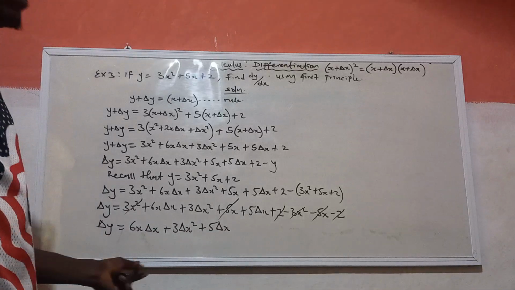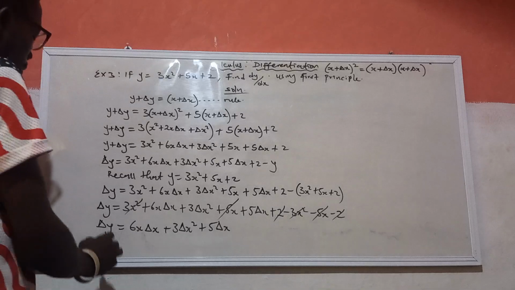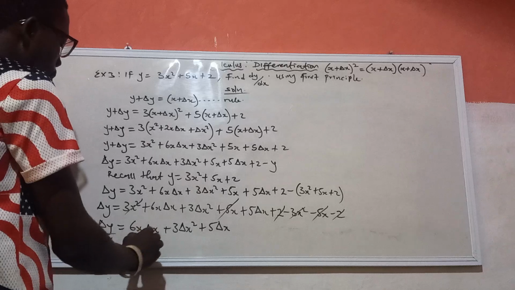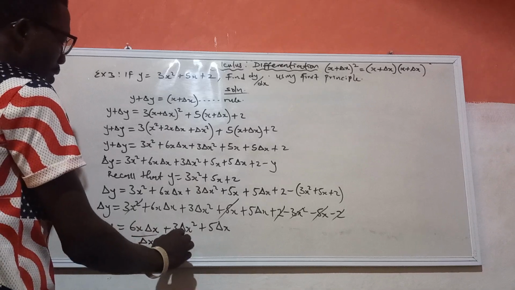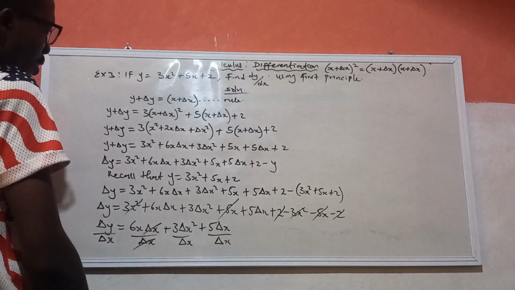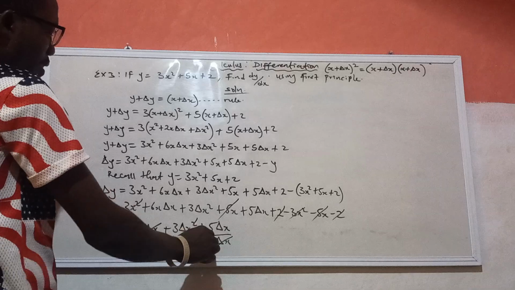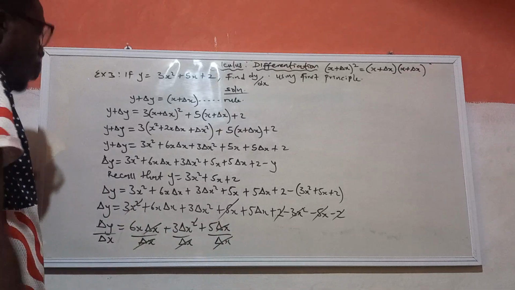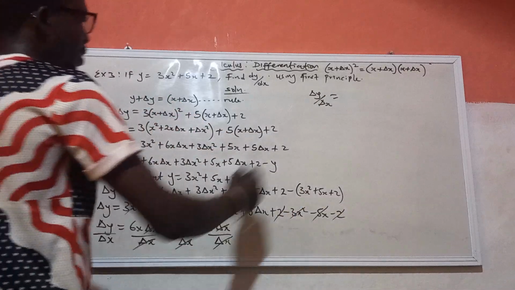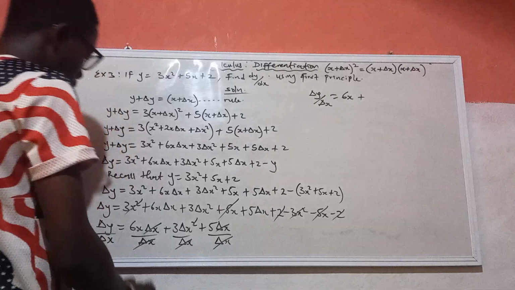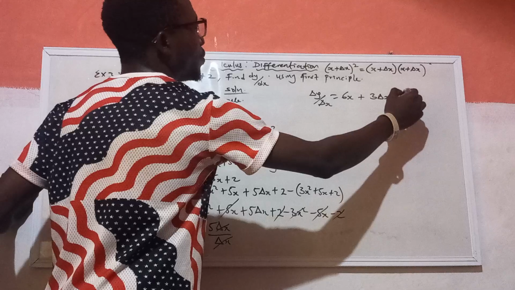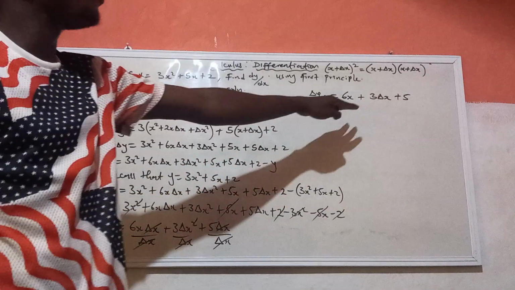So what can I do in this next step? I will divide all through by change in x. So this change in x cancels this change in x, and this one too. So I'll be left with change in y over change in x equals 6x plus 3 change in x plus 5. Look at it, this is what I am left with.